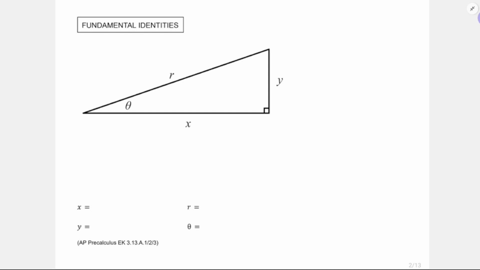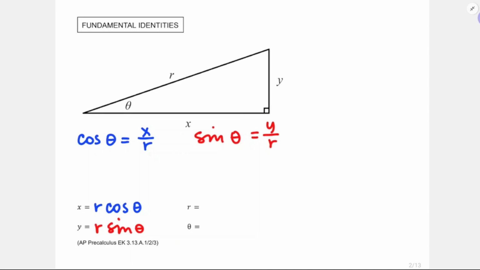So, thinking about x, what's a formula that relates x, theta, and r? That would be cosine, right? Cosine of theta equals adjacent over hypotenuse. So we could solve for x and get a formula with r and theta in it by multiplying both sides of this equation by r, getting x equals r cosine theta. For y in terms of r and theta, same idea, trig. Theta, r, and y, that's going to be sine. Sine of theta equals y over r, multiply both sides by r, get y equals r sine theta.